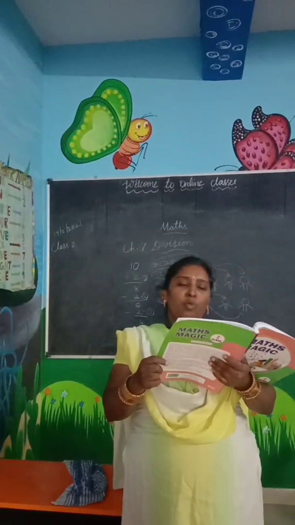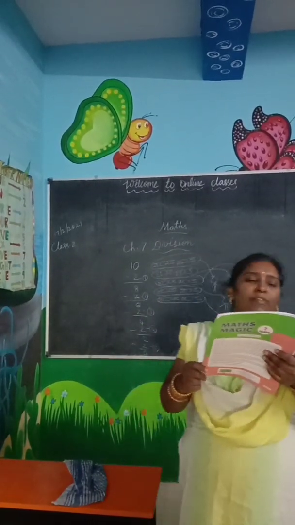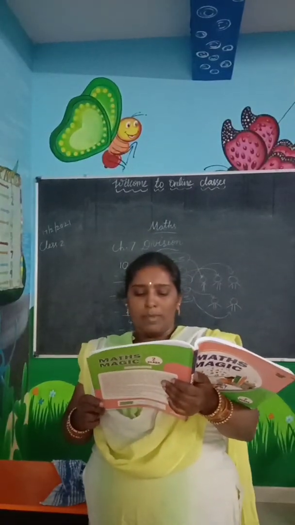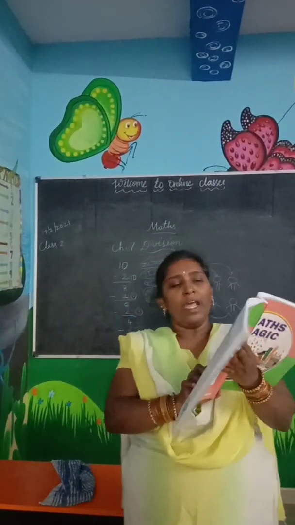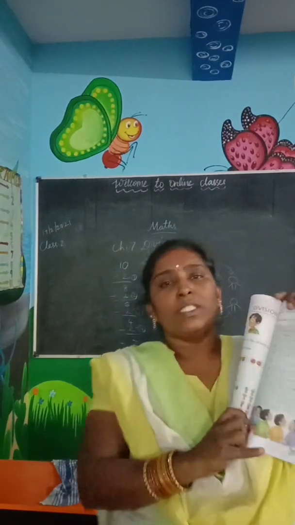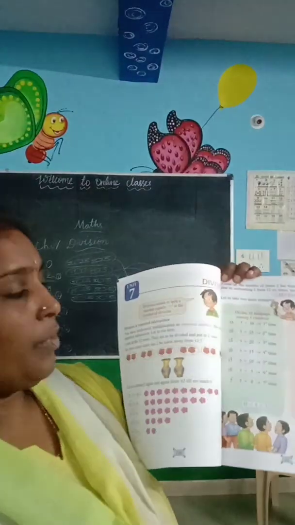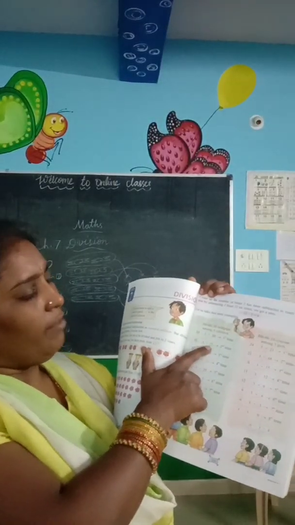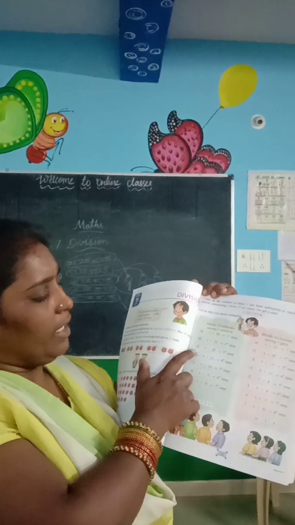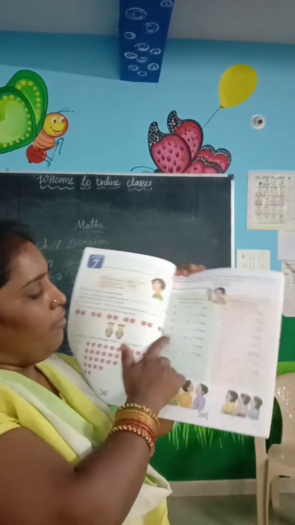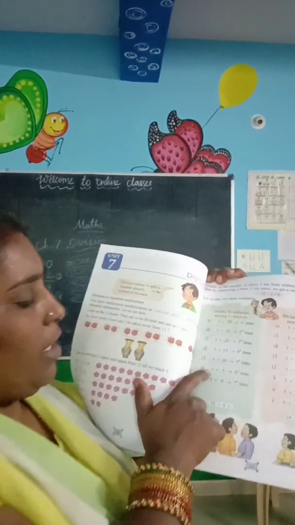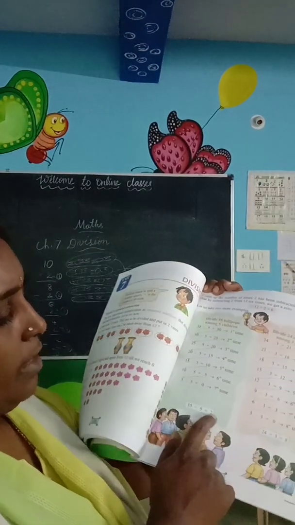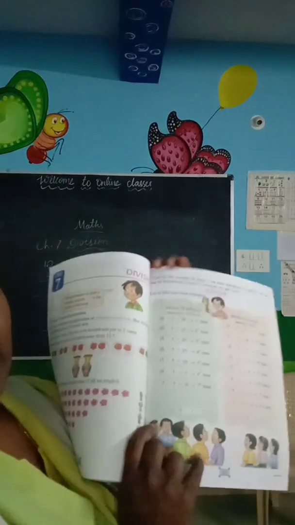Let us take 2 more examples. Divide 35 lollipops among 5 children. Divide 24 crayons among 3 children. That many times we have to subtract. See here. 35 minus 5, 30. 30 minus 5, 25. 25 minus 5, 20. 20 minus 5, 15. 15 minus 5, 10. 10 minus 5, 5. 5 minus 5, 0. So totally 7 times we have subtracted the 5.